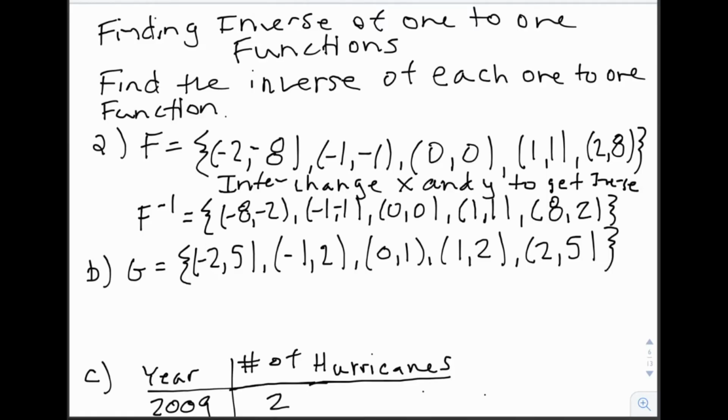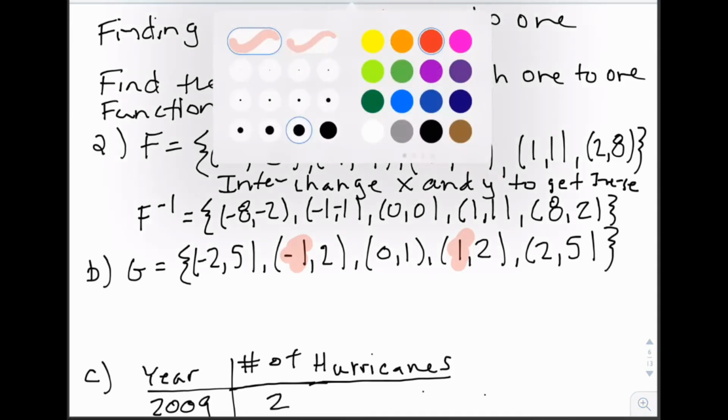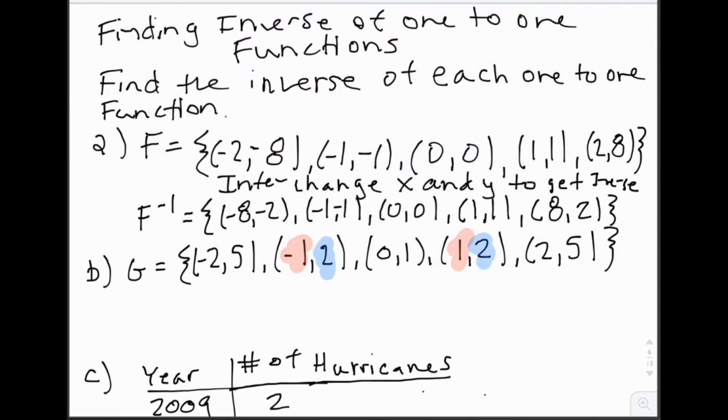Let's look at part B. So we have a -2, a 5, a -1, 2, 0, 1, 1, 2, and then finally a 2 to a 5. But the biggest thing is, notice how we have our x values here of -1 and 1, but they are both mapped to, in this case, a +2. So we are not going to be one-to-one in this case because we have different x values mapped to a single y value.